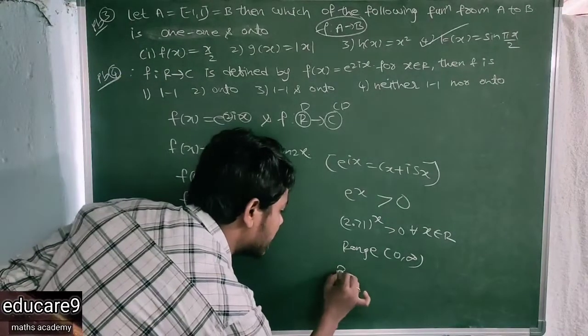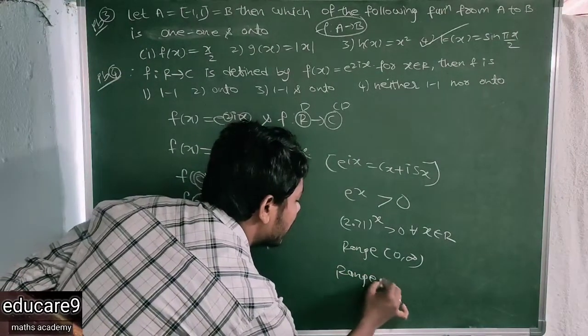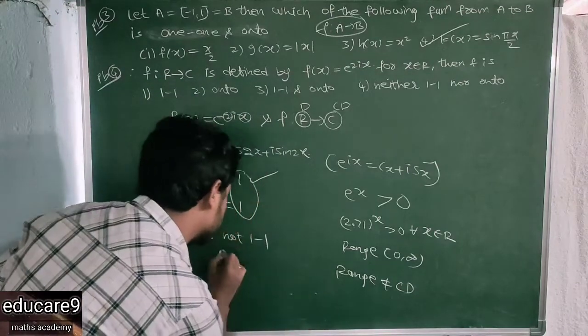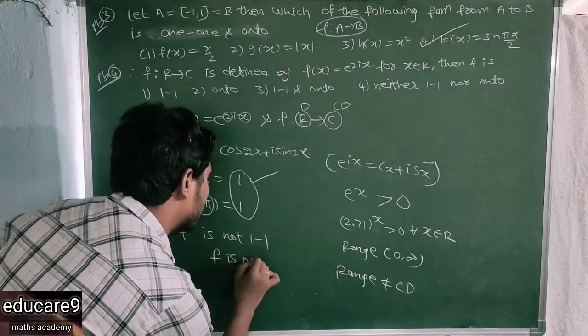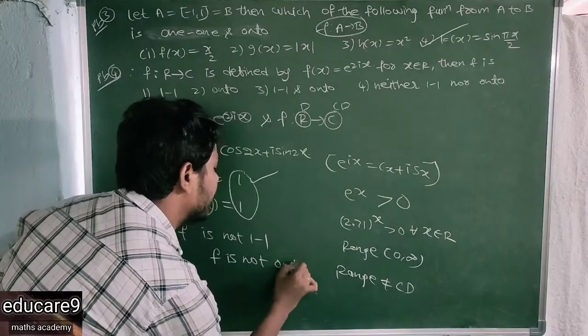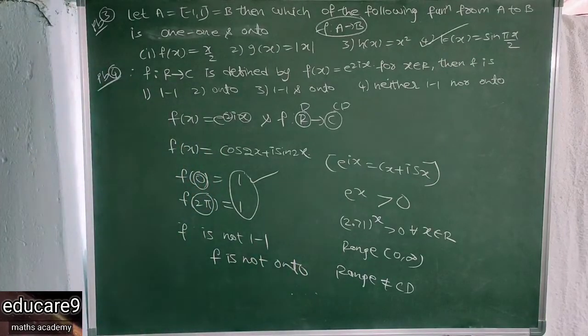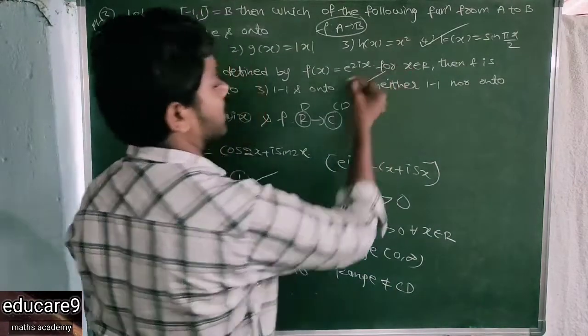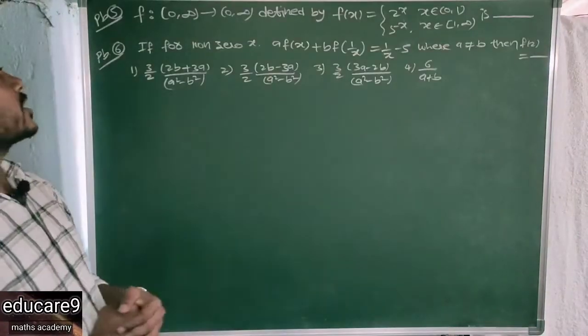Therefore the range is not equal to the codomain. Therefore, f is not onto. Okay. So clearly neither 1-1 nor onto. Fourth option. See our next question.